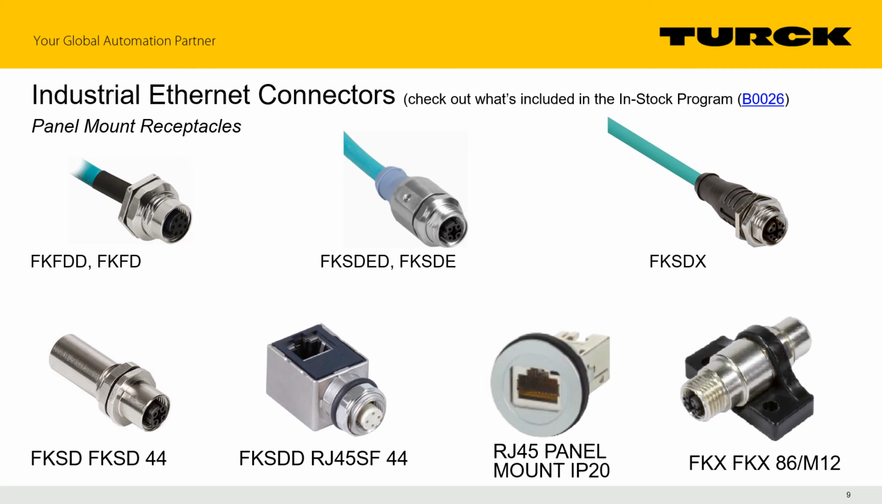As mentioned before, to see a full explanation of part descriptions, along with dimensional images, please refer to Turck's Connectivity Catalog B2007, available in the MyTurck app, on our website, or through Turck's literature store in Custom Point. You can also check out the in-stock program, Catalog B0026, to see what's included in the Industrial Ethernet stock list.